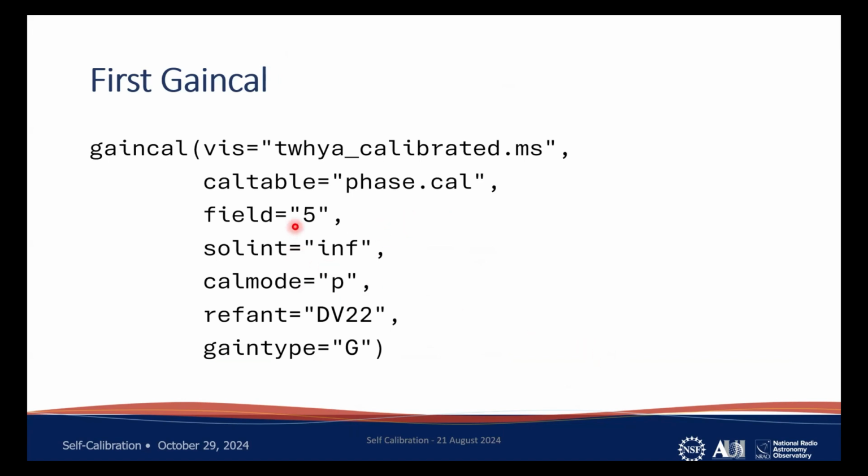So we are setting cal mode equal P. This means phase only calibration. And sol int is the solution interval. We are setting it to infinity as the first time, but infinity doesn't really mean infinite time. It just ensures the longest time to make sure you have enough signal to noise.